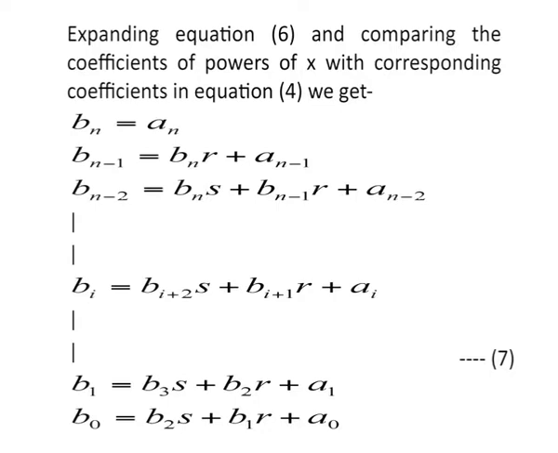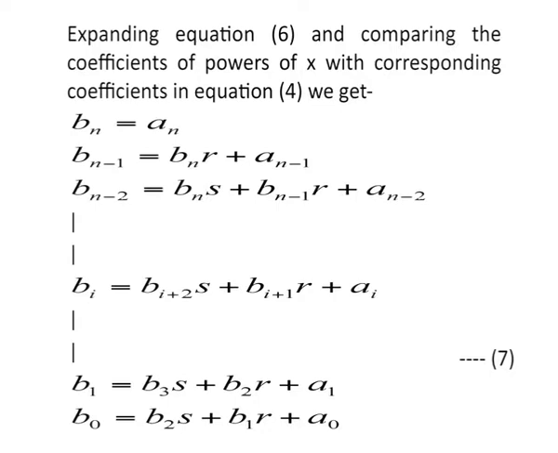You can see that only the first coefficient of the quotient polynomial, b n, is constant, which is equal to a n, and all other coefficients will depend on the coefficients of the quadratic factor r and s. They are functions of r and s. They are not constant, but will depend on r and s. So, equation 7 gives you the relation between the coefficients.